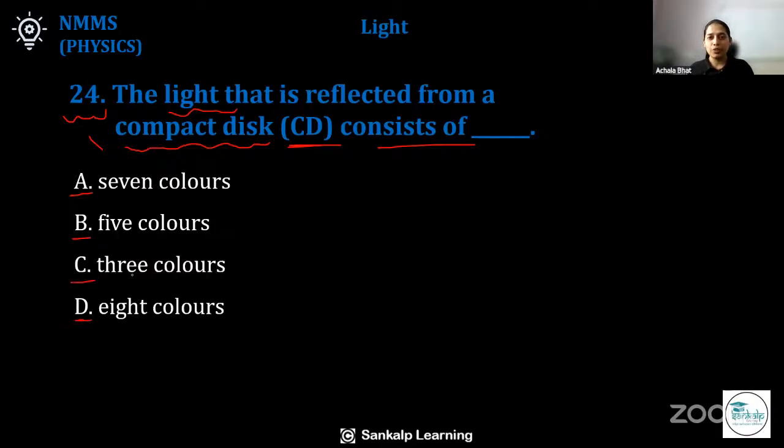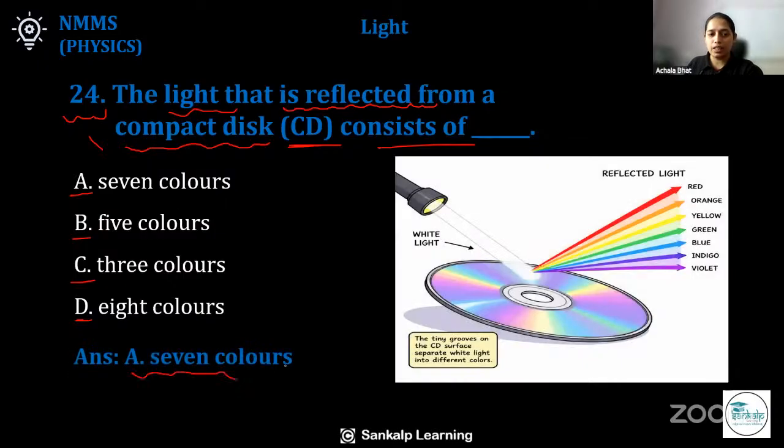We know that when white light is passed through a prism, refraction of light takes place, and that white light splits into 7 different colors. Similarly, here in a compact disc, the light that is reflected from the compact disc consists of how many colors? Yes, 7 colors. Option A is correct.